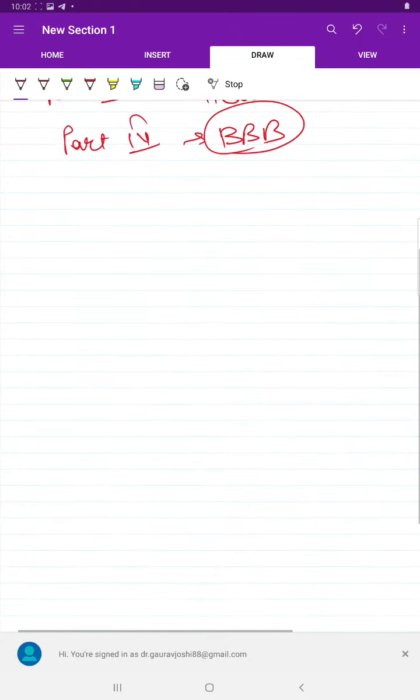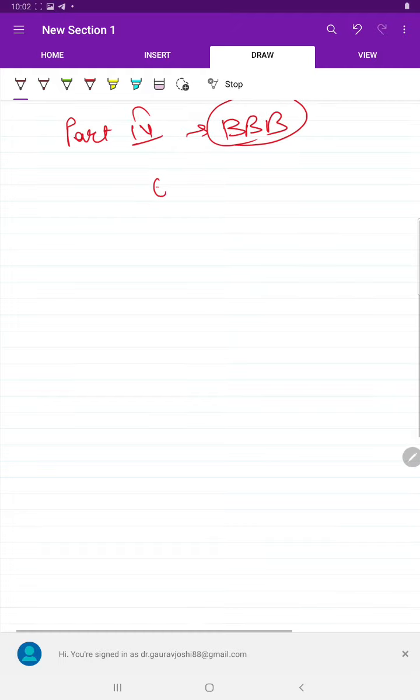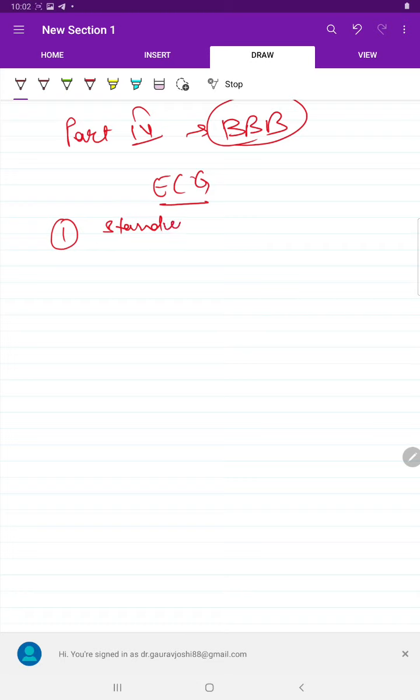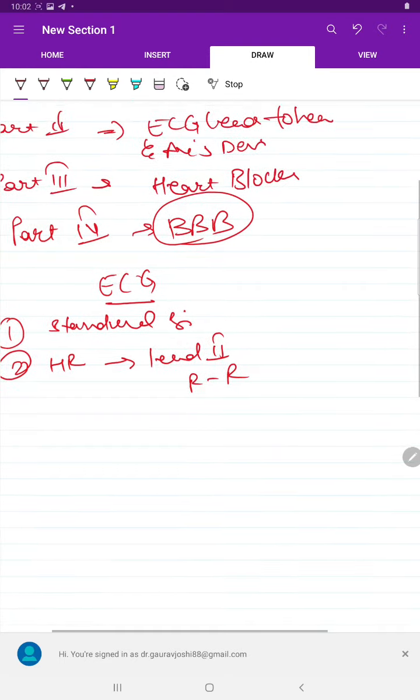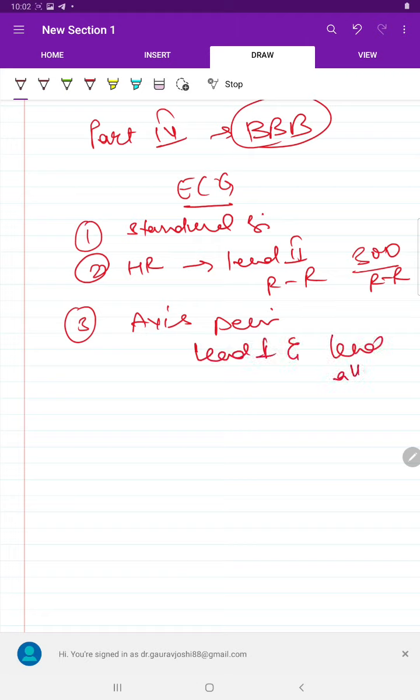If you do not remember, I will quickly recall what you will do after taking the ECG strip in your hand. Number one, look for the standardization. Number two, check the heart rate. How will you check? Go to lead 2, check the duration of the RR interval and divide 300 by it. Third, you will see the axis deviation, in lead 1 and lead aVF.